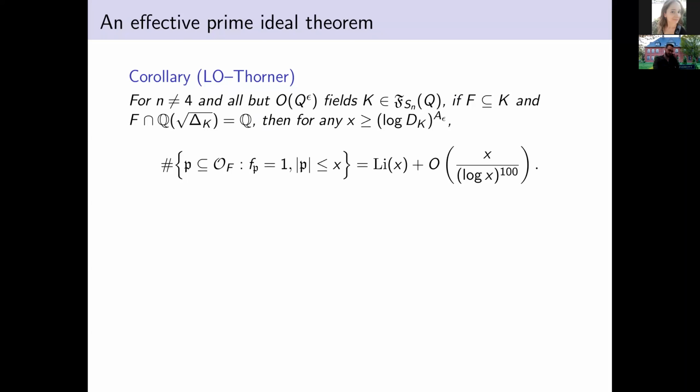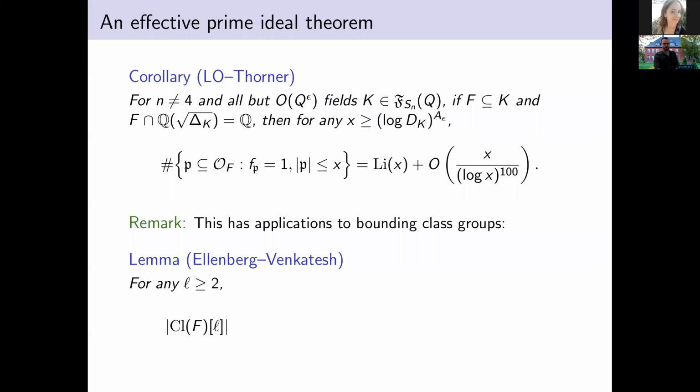And this has applications, in particular to things like bounding class groups. An example of this is provided by a lemma of Ellenberg and Venkatesh. What it considers is the l-torsion subgroup of these kinds of fields F. Bounding the l-torsion subgroup is actually a very hard problem, and the best we can do in general is to bound it trivially by the size of the class group, which is bounded by discriminant to the 1/2 plus epsilon.